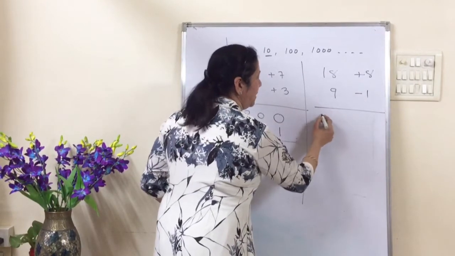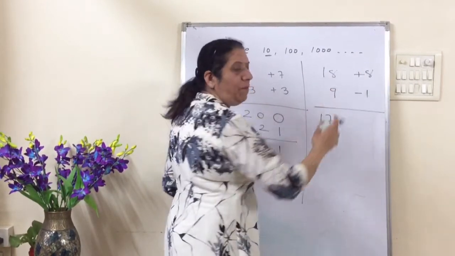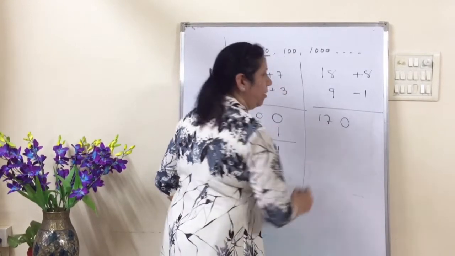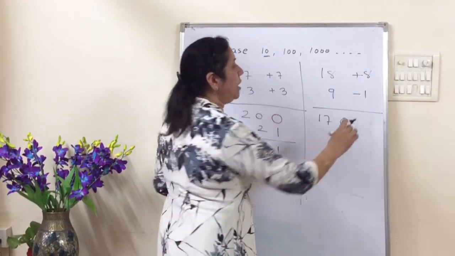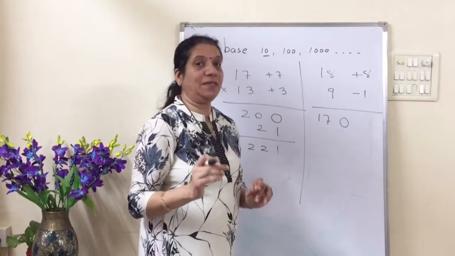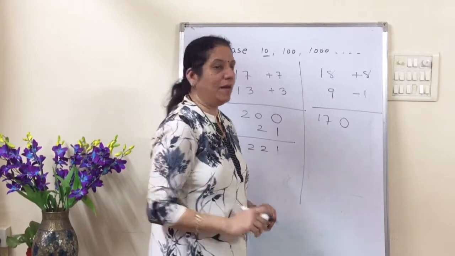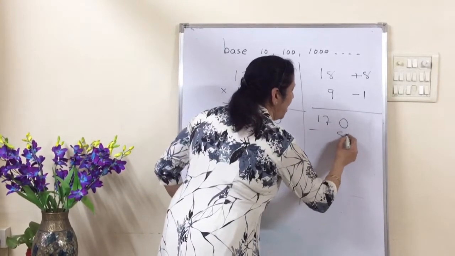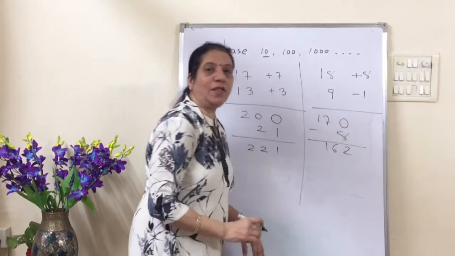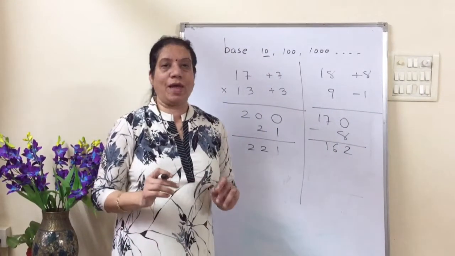18 minus 1 is 17. Or if you take 9 plus 8, it is also 17. We will put a 0 here. Okay, but now see, this is positive, this is negative. When we multiply plus and minus, we get the answer minus. So it is -8, and 170 minus 8 is 162. So in this way, you have to do the calculation.